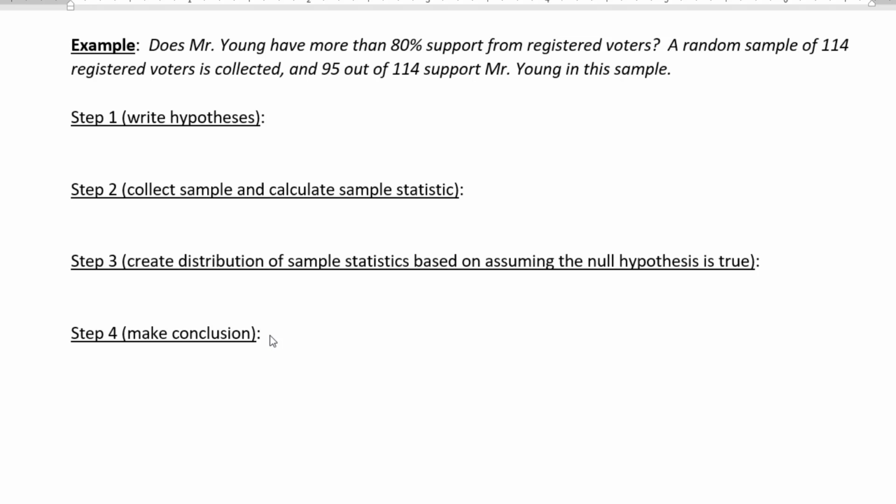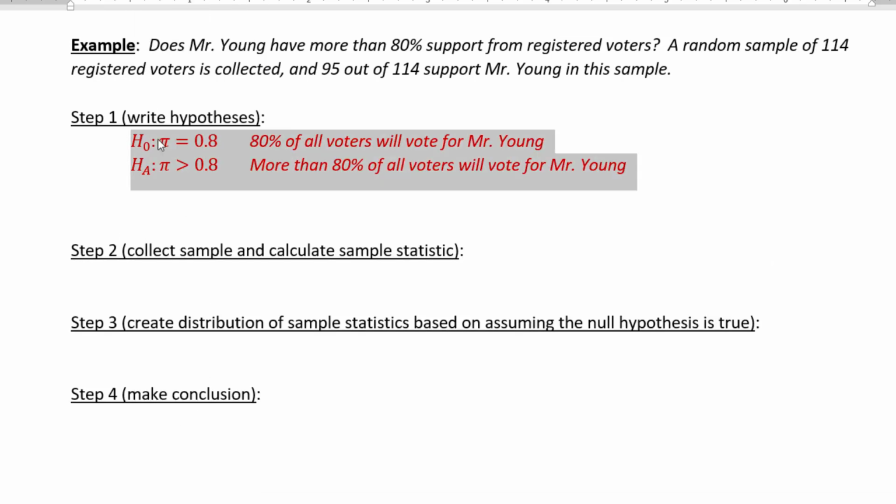In this example, it reads, does Mr. Young have more than 80% support from registered voters? A random sample of 114 registered voters is collected, and 95 out of 114 support Mr. Young in this sample. So the first step of the hypothesis testing process is to write the null hypothesis and the alternative hypothesis. And here they are.